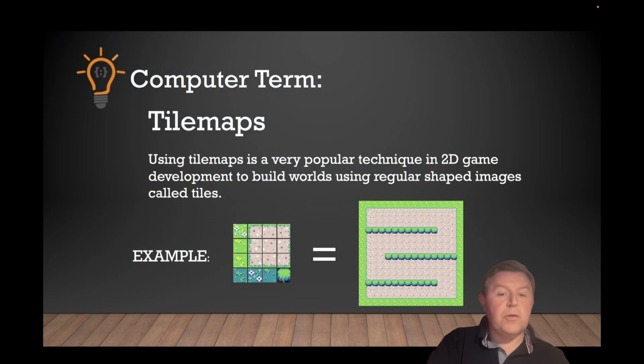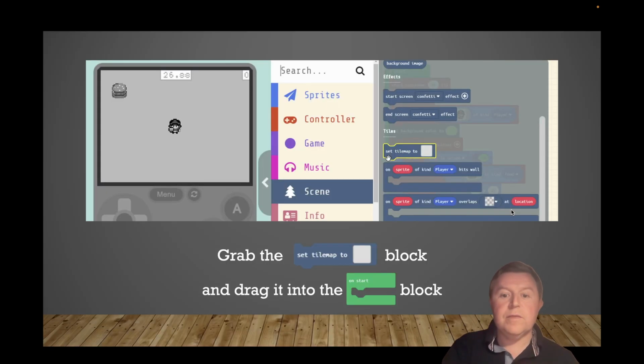Okay, so we're introduced to a new term called tile maps. Using tile maps is a very popular technique in 2D game development to build worlds using regular shaped images called tiles. You can see here we're trying to build our little maze. This is our maze that we're going to have our character go through, and we're going to use this technique called tile maps to build it. Let's see what we need to do just to get started.